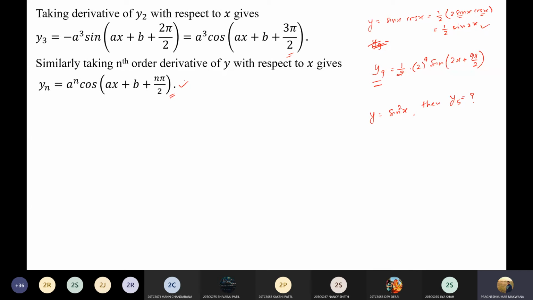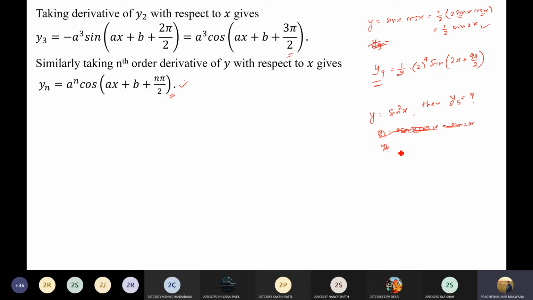So here you can see that you can find out y1. So that is 2 sine x into cos x. And simplify, this one is equal to sine 2x. Now find out the second derivative y2, y3 and so on. So here we apply this result directly.